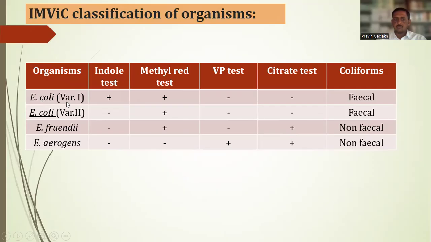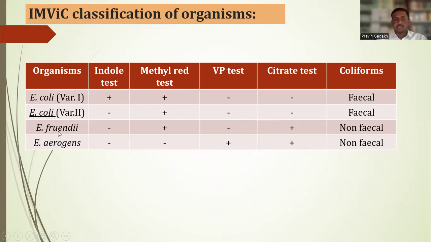If E. coli variant first is found in that particular media, it gives indole test positive, methyl red positive, while VP and citrate utilization tests are negative. So that is considered to be an organism from fecal origin. If E. coli variant second or another variant is present in the media, it gives indole negative, methyl red positive, VP negative, and citrate utilization negative. And also we can say it is an organism from fecal origin.